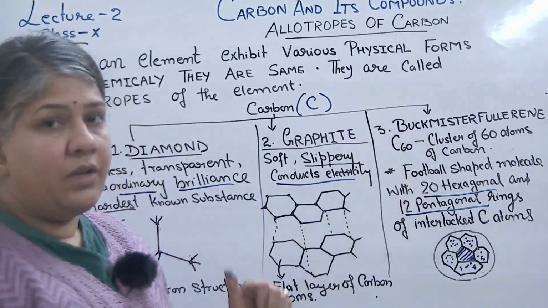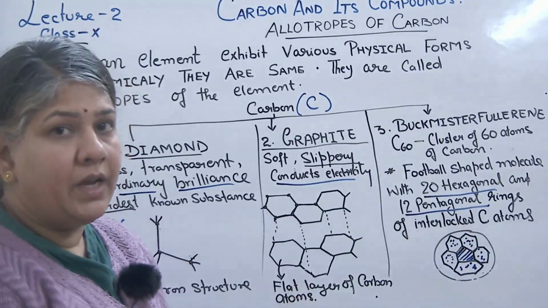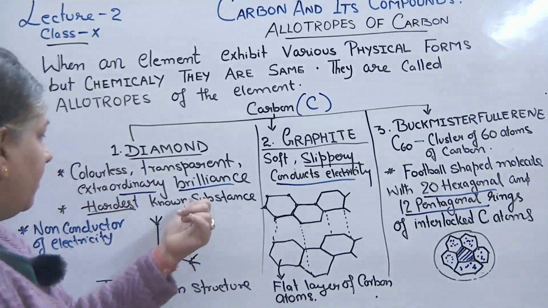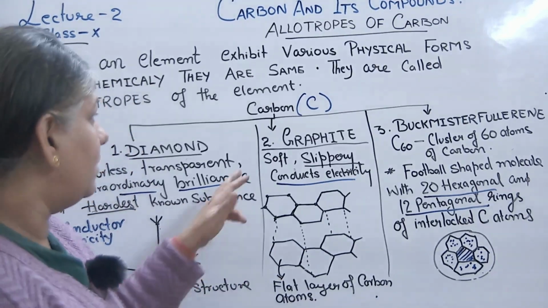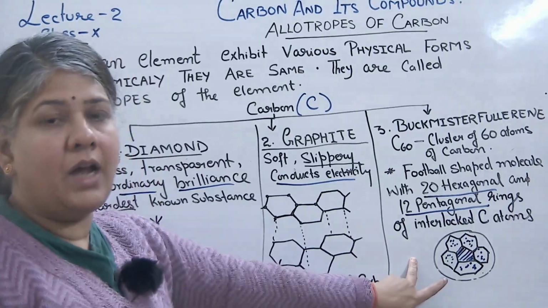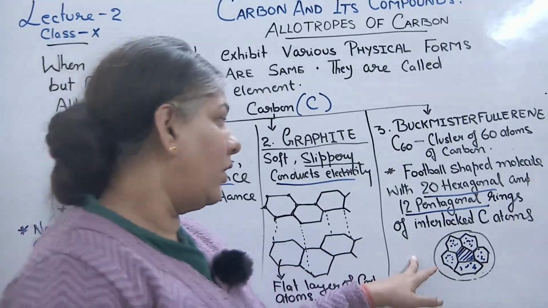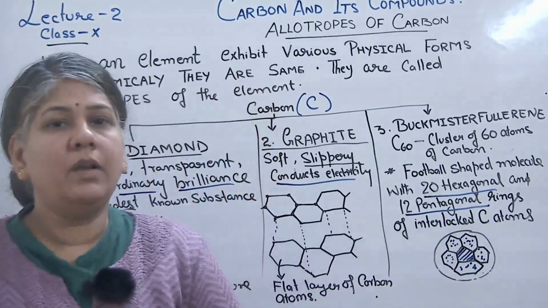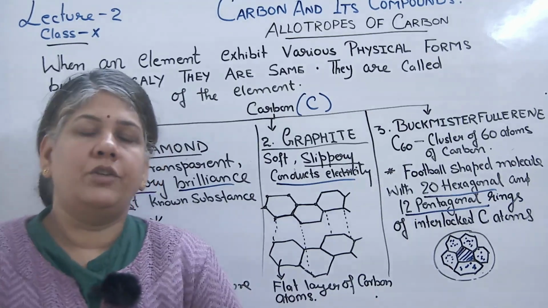Buckminster fullerene is not very hard nor very soft, whereas diamond is the hardest substance and graphite is soft, but this one is not very hard or very soft. Next we will see the versatile nature of carbon.